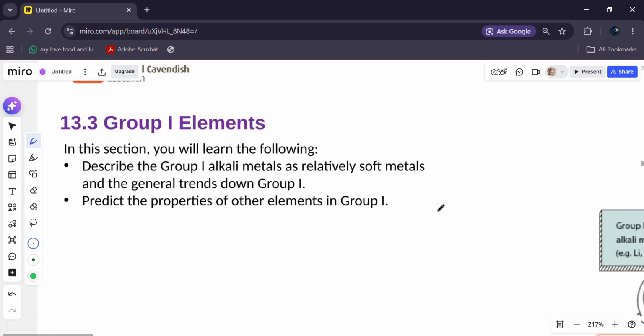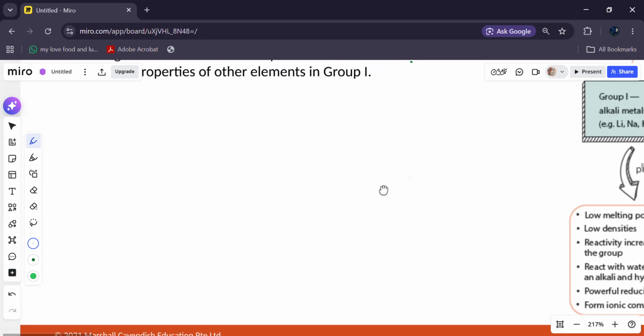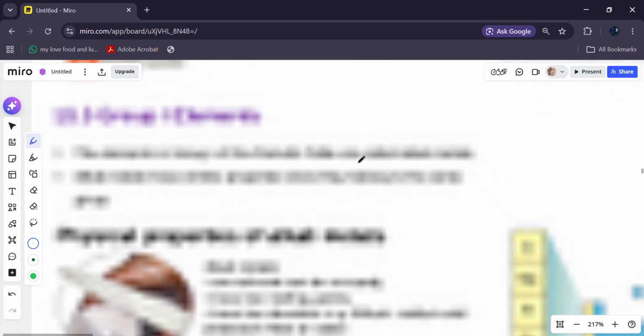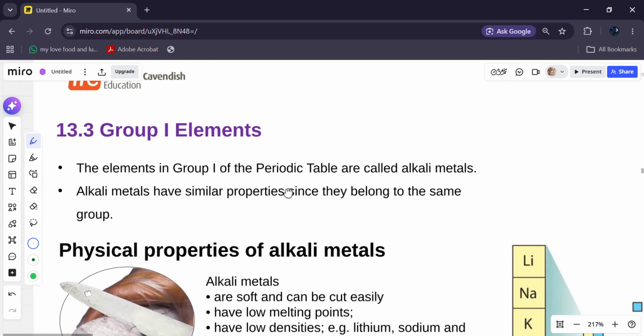So now we're going on to section 13.3, group 1 elements. Here we're going to be learning about the group 1 elements. So what is so special about the group 1 elements? Well, in this section you will find out. We're going to learn about them and describe the alkali metals, which are relatively soft metals, and the general trends down group 1. So let's move on.